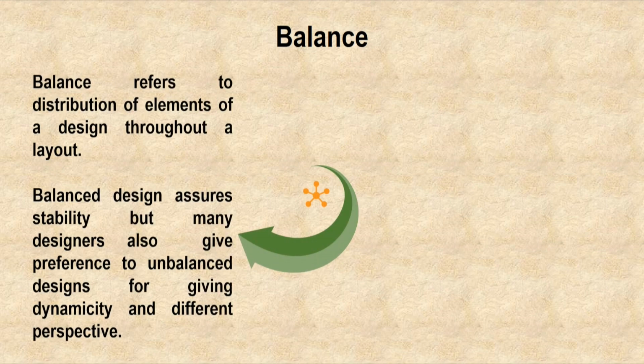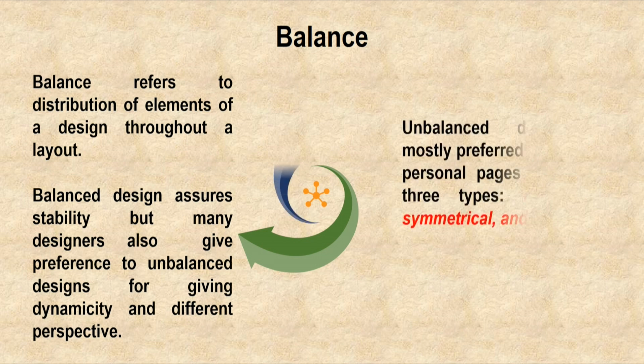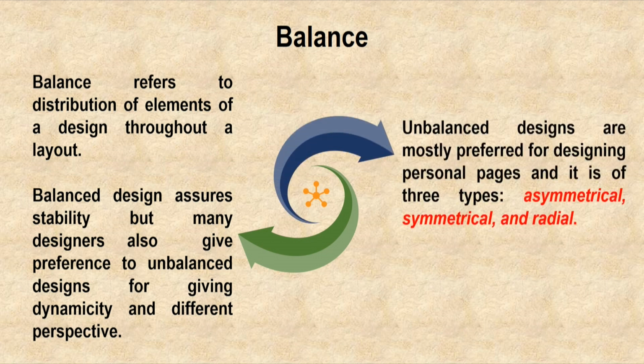Balance refers to distribution of elements of a design throughout a layout. So it all depends upon how we are distributing the different elements in a particular graphic design. Balanced designs assure stability, and many designers also give preference to unbalanced graphic designs, which are generally used for giving dynamicity and a different perspective to the overall design. Unbalanced designs can be preferred for designing personal pages, and balance is of three types: asymmetrical, symmetrical and radial.